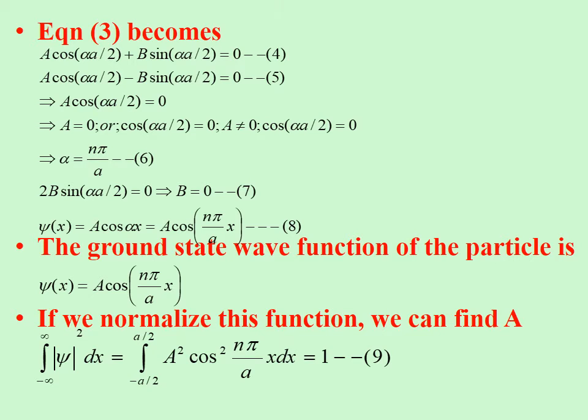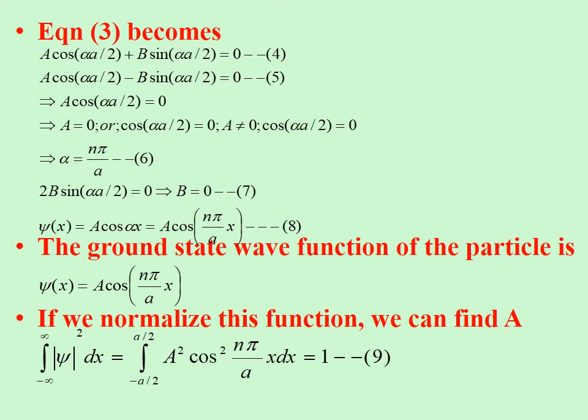So if you substitute this value, then the wave function is psi of x is equal to A cos alpha x, that is equal to A cos n pi by a into x. So the ground state wave function of the particle is psi of x is equal to A cos n pi x by a. Now we have to find this A. This can be found if you normalize the function.